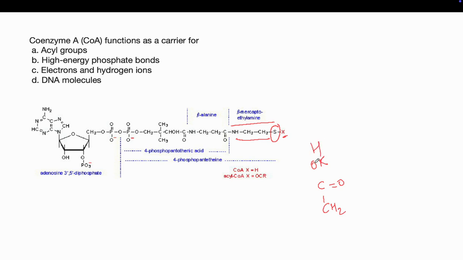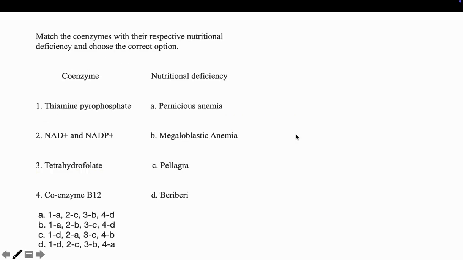Okay, or hydrogen group. So what it is doing, it transfers this acyl group. This coenzyme transfers acyl groups. It is a carrier for acyl groups. So coenzyme A is made up of the vitamin pantothenic acid, and it will transfer acyl groups onto the substrates. So the correct answer is acyl groups.